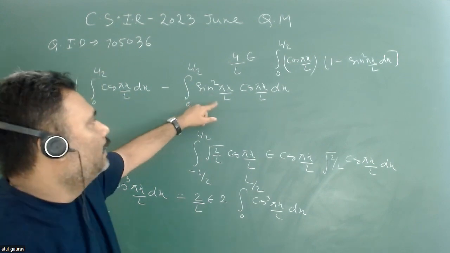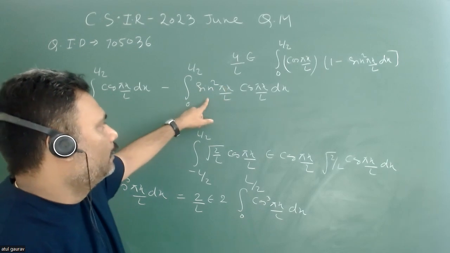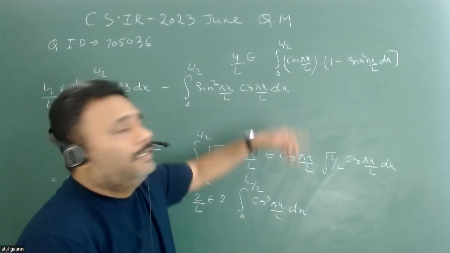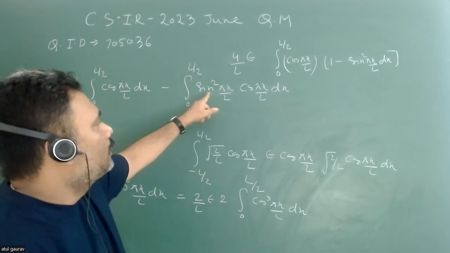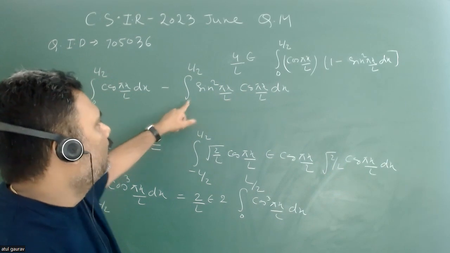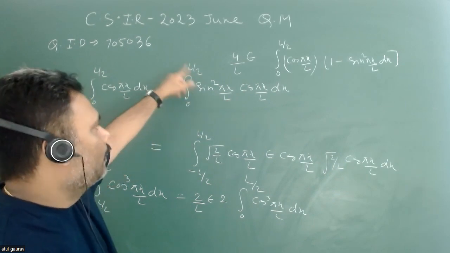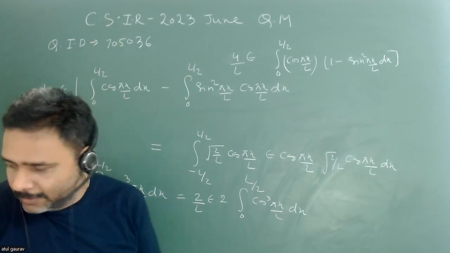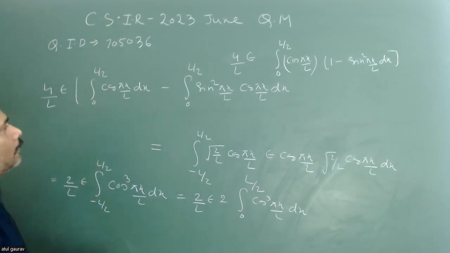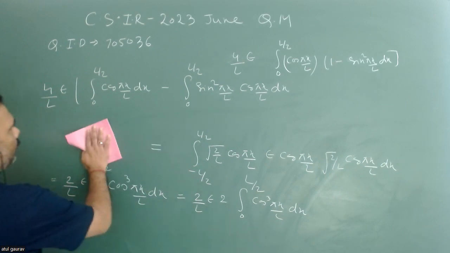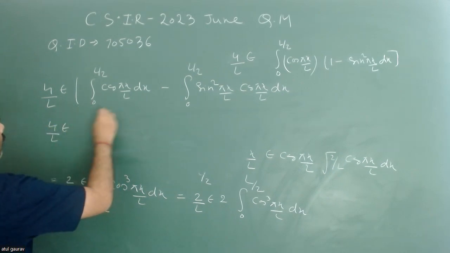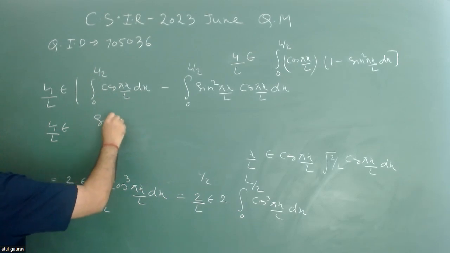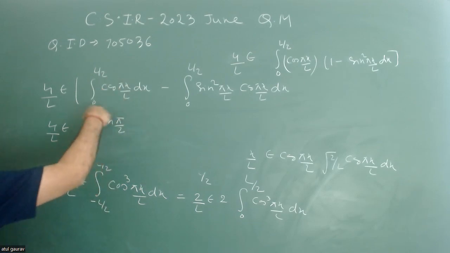For the second one we can put sine(pi x by L) equal to t, then cos(pi x by L) dx equal to dt. So this is the integral of t square dt, and when sine(pi x by L) is equal to t, the limits go from 0 to 1. So this integration is very simple and straightforward, and you can do it smartly. So we get 4 upon L epsilon times sine(pi by 2).